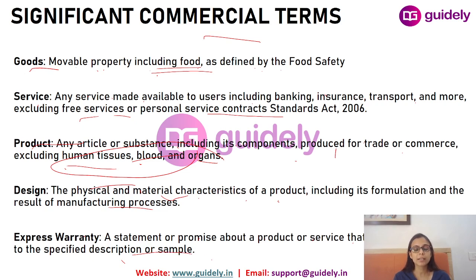Express warranty is these days, many products come with the warranty that few particular food items are not having the refined flour. Few bath products or few body care items are not containing harmful chemicals like phosphates, sulfates. So express warranty is like it's a promise about a product that it assures to a particular description only.